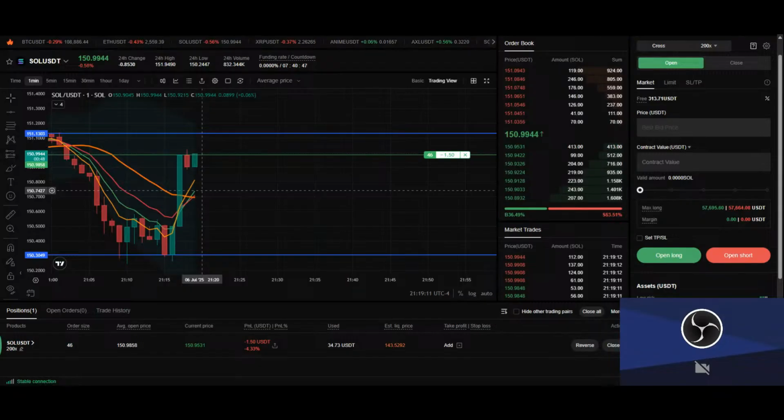I don't like this. These back and forth candles are not what we want, right? We want to establish a trend. We want a green candle and a green candle.